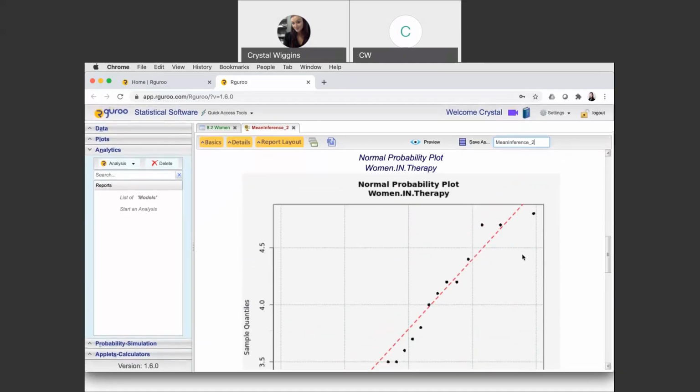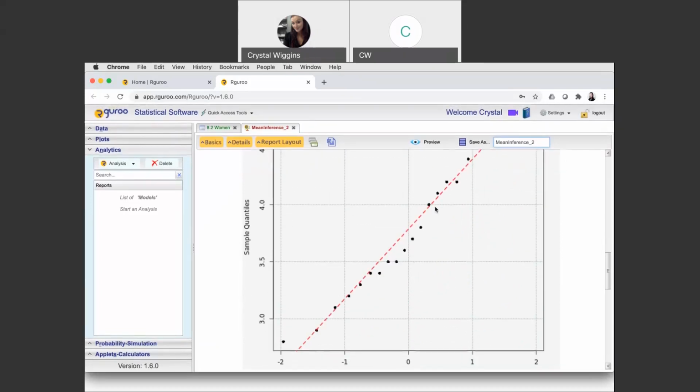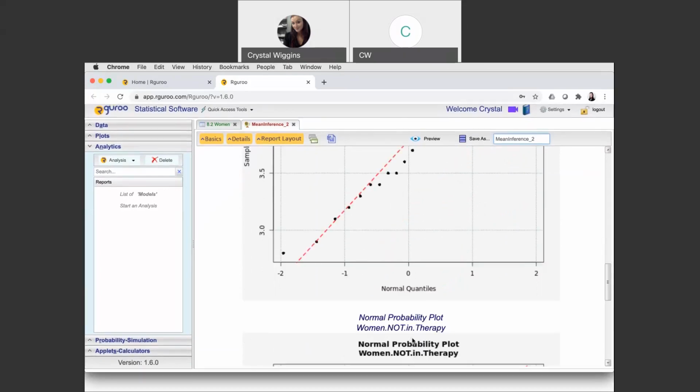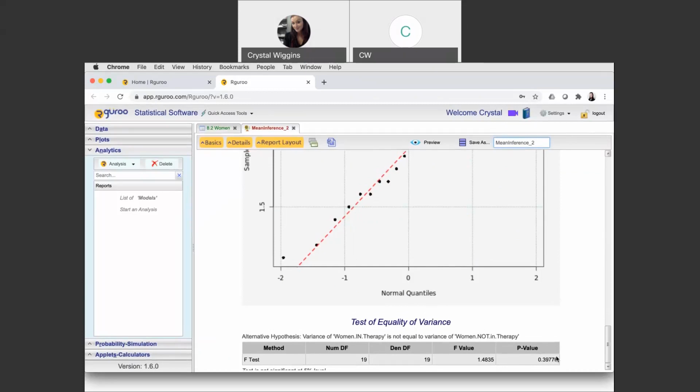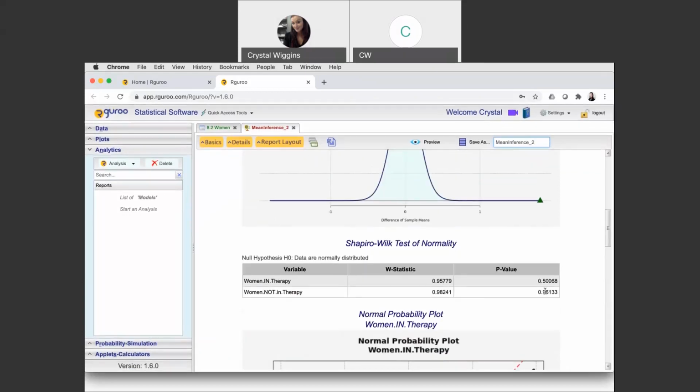Again, we've talked about normality plots, probability plots, and we're looking for them to follow a linear line, and we see that in that plot and in this one. Now testing for the equality of the variance, the alternative hypothesis states that women in therapy is not equal to the women not in therapy. We have a large p-value here, which would tell us to fail to reject the null, which would state that the variances are equal. And therefore, yes, the variances are equal based on this p-value. The population that this data comes from is approximately normal.